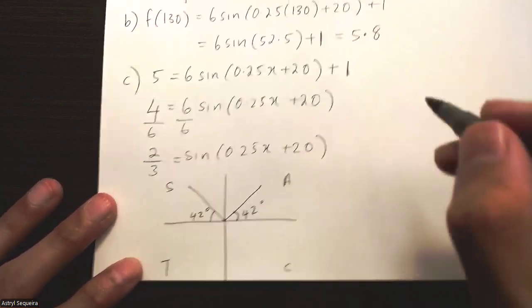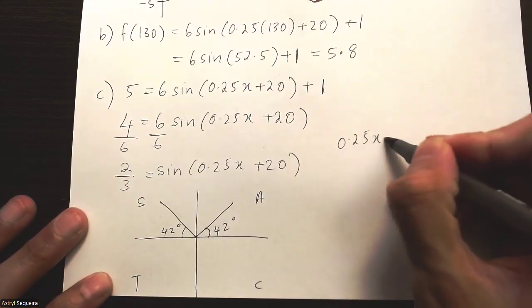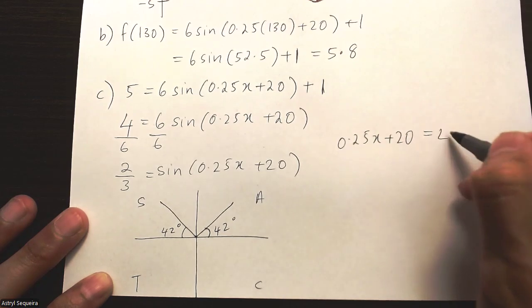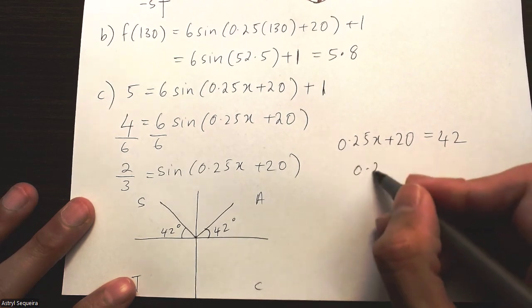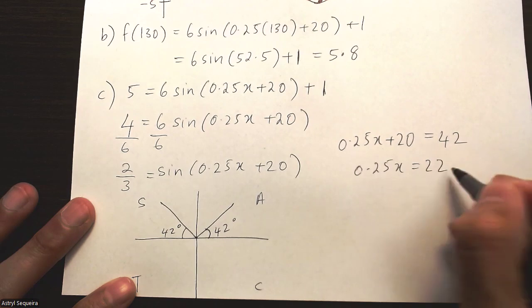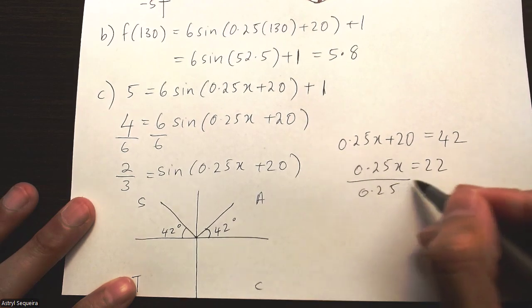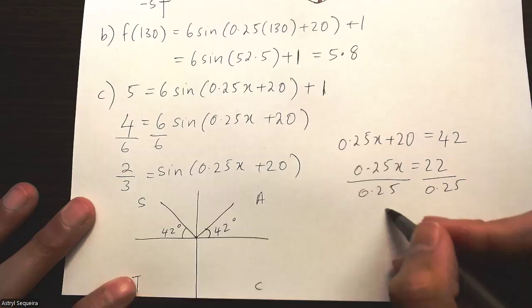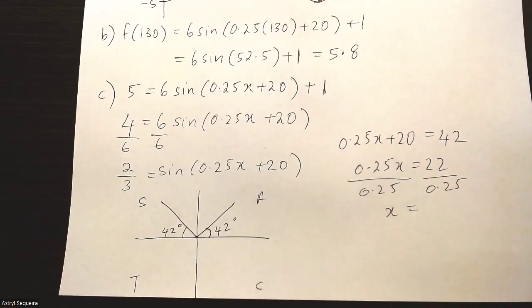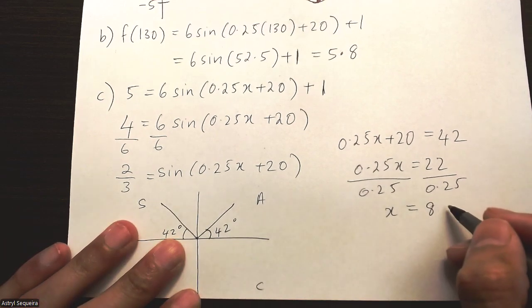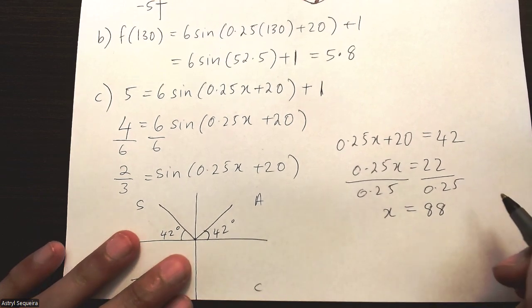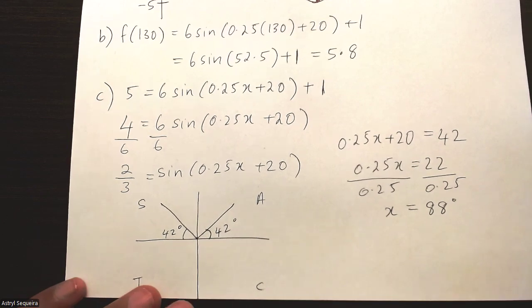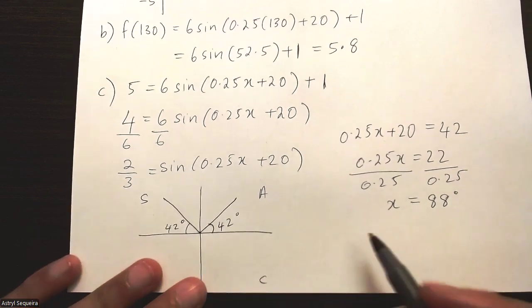So I'm going to go 0.25x plus 20 equals 42. And I'm just going to solve this for x. So I'll subtract the 20 on the other side. And I'll divide both sides by 0.25. I'll get x equals 88 degrees over here. And then let me solve for the second solution.